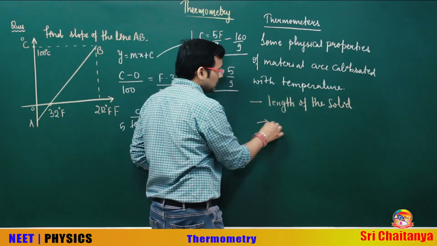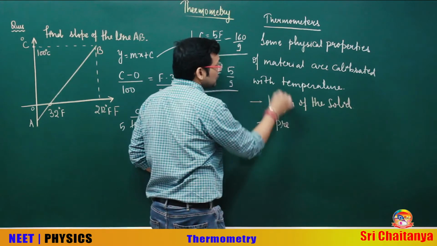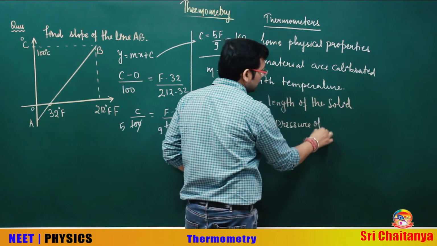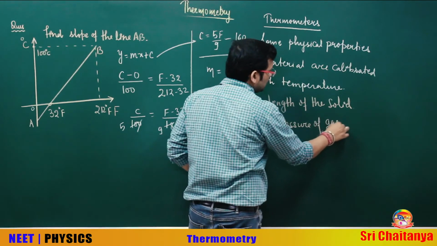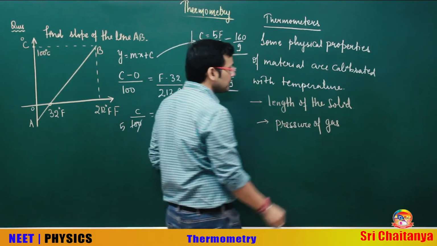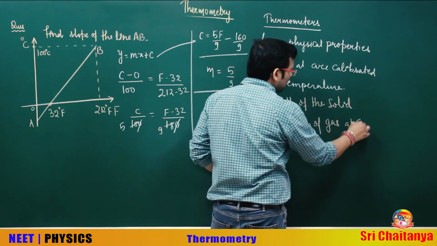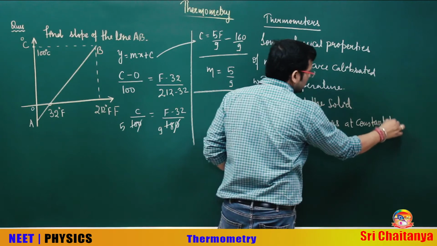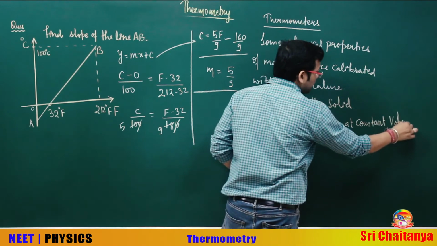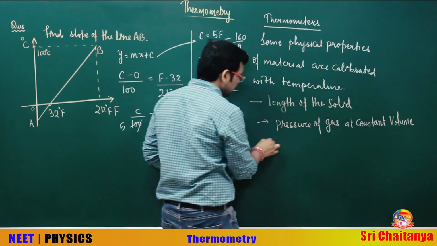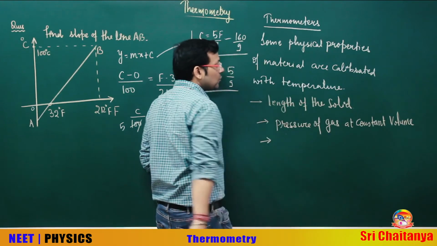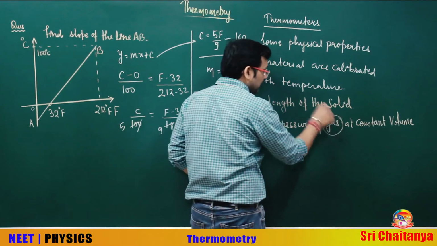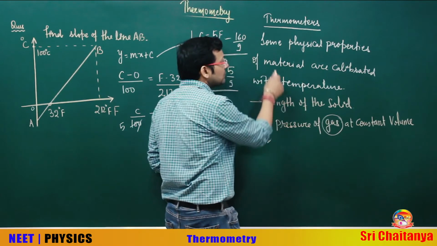Second physical property that is used in a thermometer is pressure of gas. Pressure of gas, where? At constant volume. Pressure of gas at constant volume. Next, this is called a constant volume gas thermometer, because this is the pressure of gas that we use as the physical property.